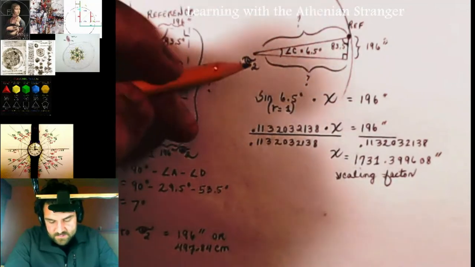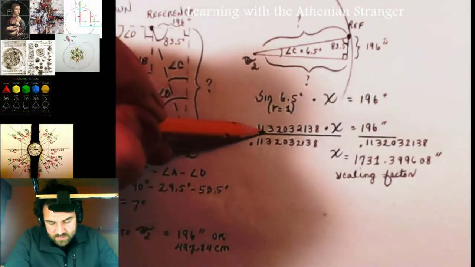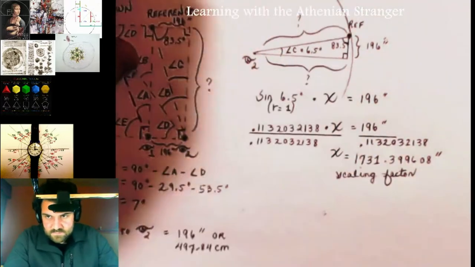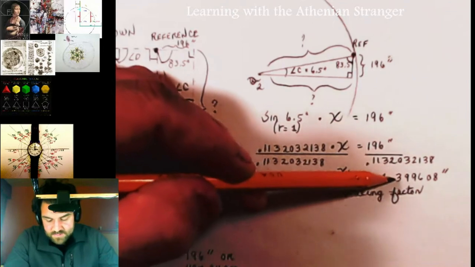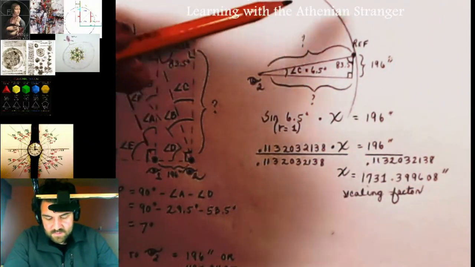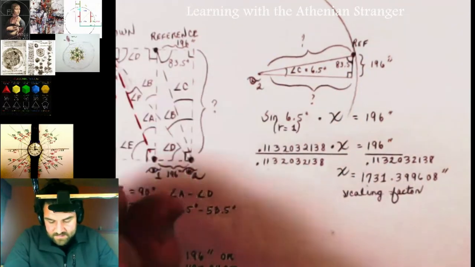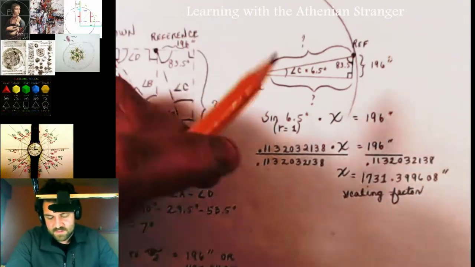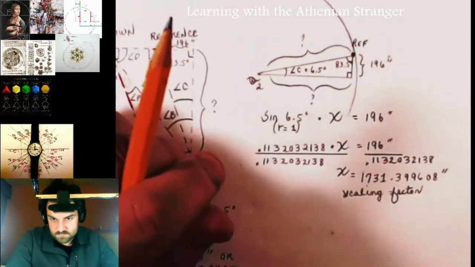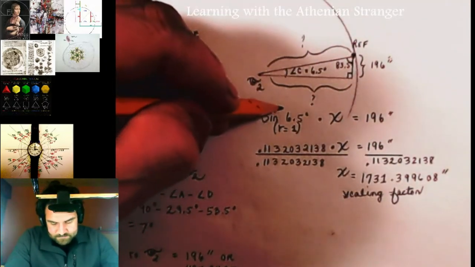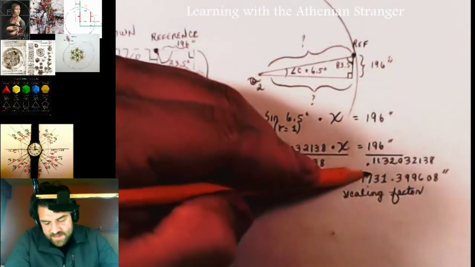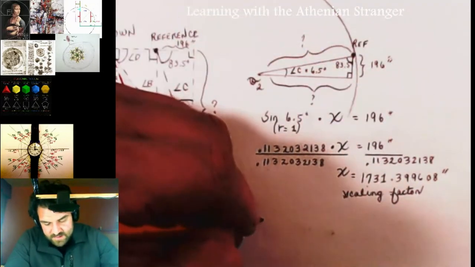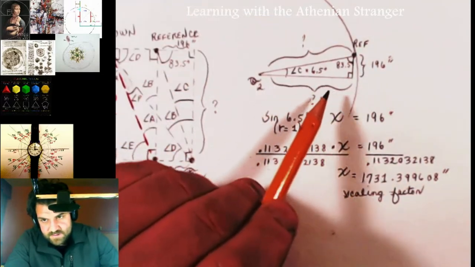The sine of 6.5 degrees for a radius of 1 inch is 0.113202138 inches. So the sine of 6.5 degrees for a circle of radius 1731.399608 inches, that's this hypotenuse here, is 196 inches. All right, let's prove that, okay? So I know that that's the sine. If I know that the scaling factor is 1731.399608, I can compute the sine of 83.5, which will give me this.